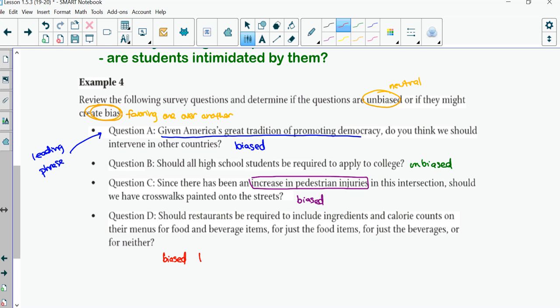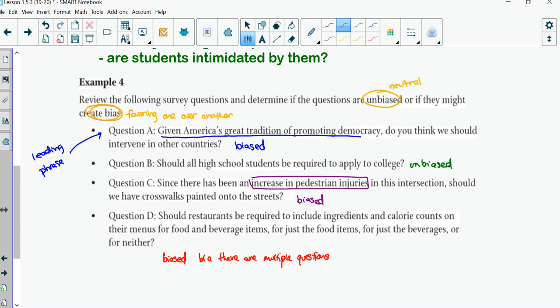It's biased because there are multiple questions. So it says, should restaurants be required to include ingredients and calorie counts on their menus for food and beverage items? If it stopped there, it would have been unbiased. But then it says for just their food items, for just their beverages, or for neither. So it's like you don't really know what question you're asking or answering.